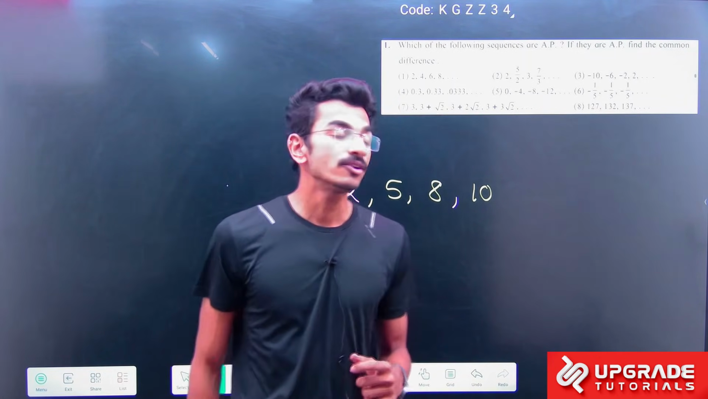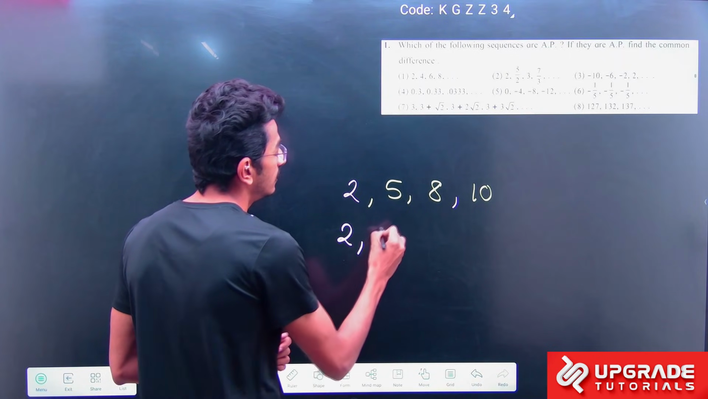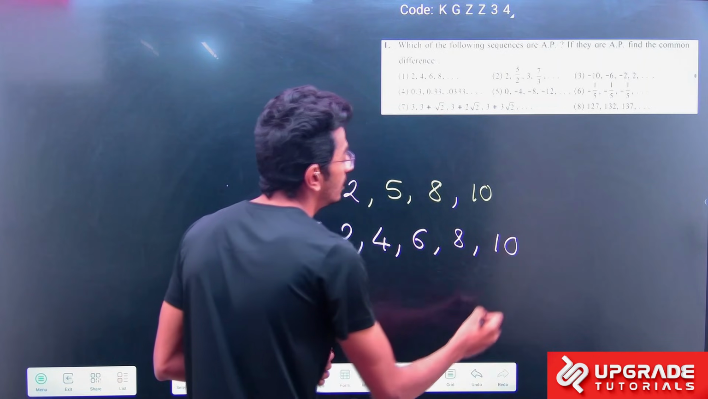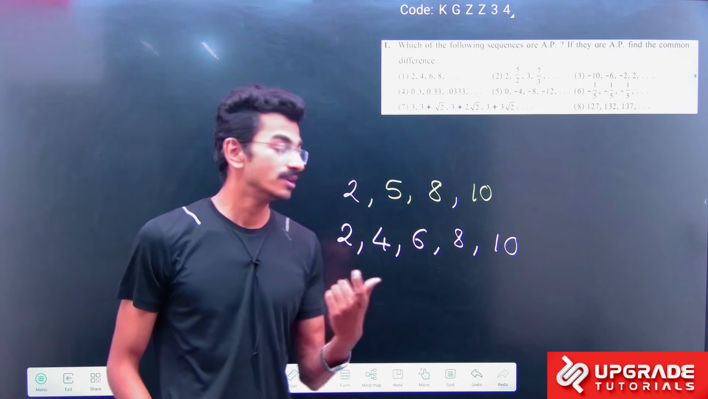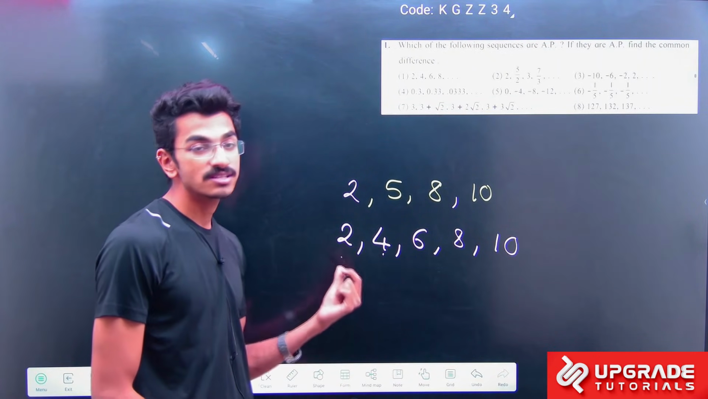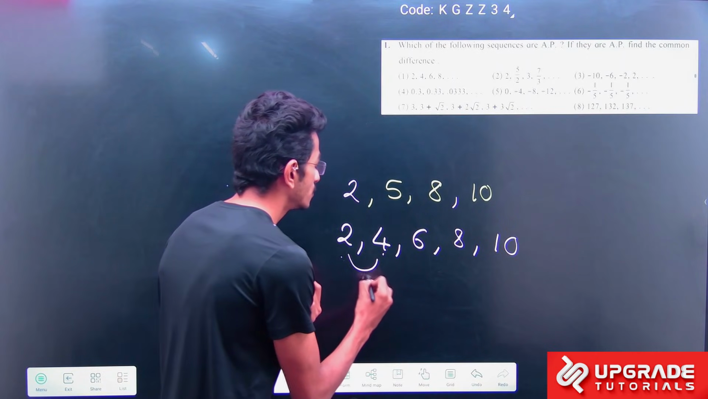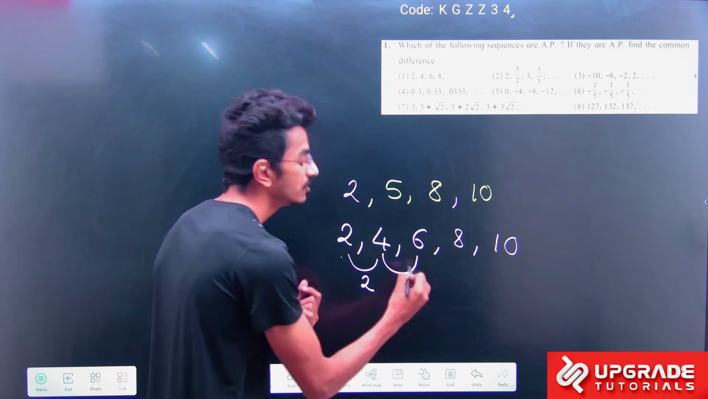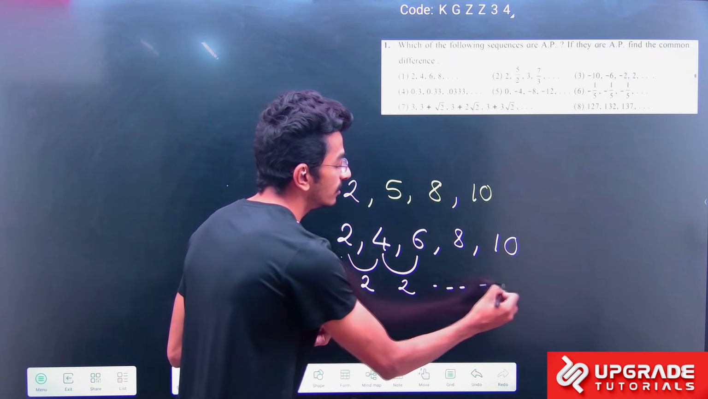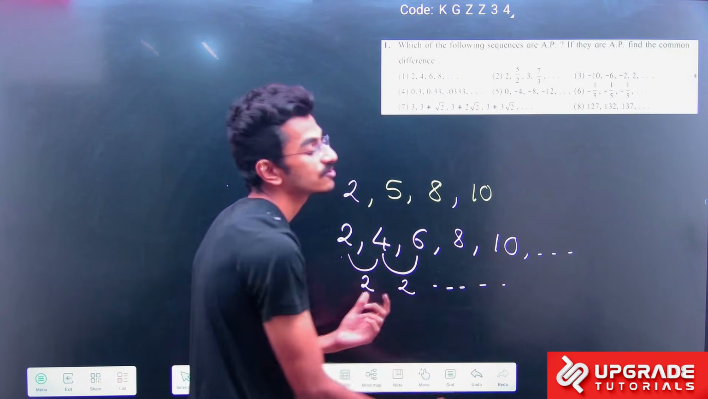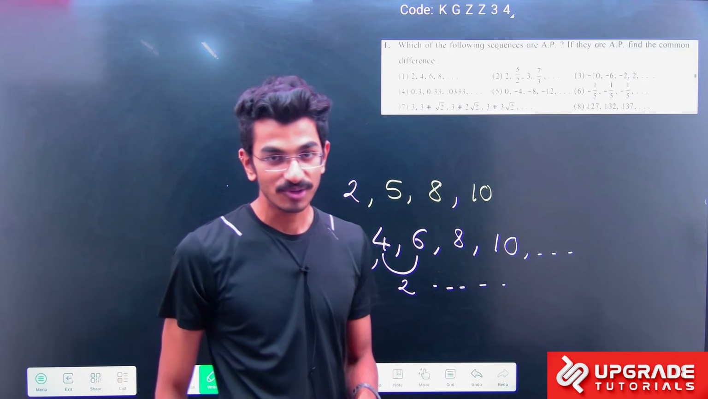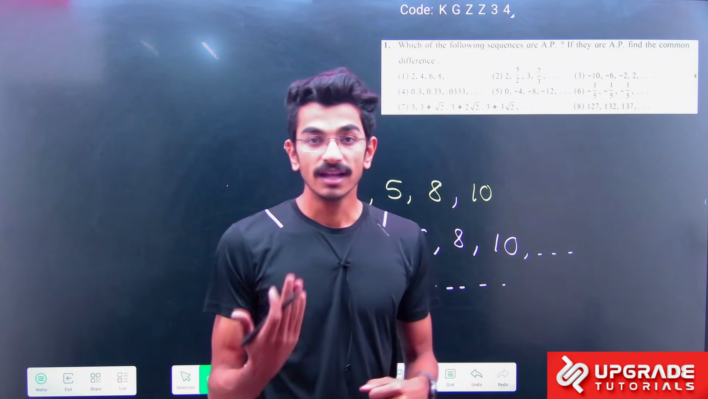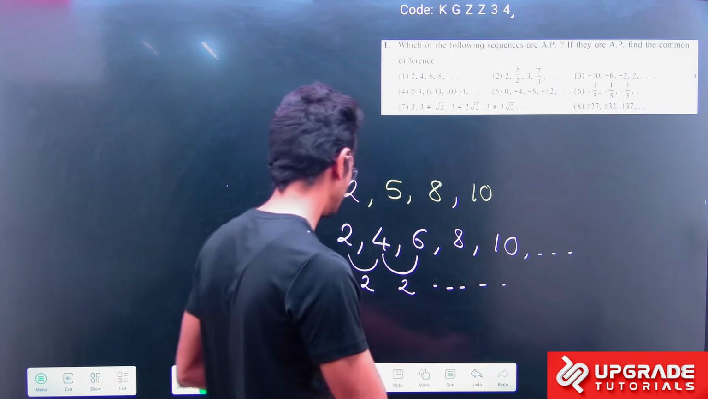So we will take the numbers 2, 4, 6, 8, 10. Now if we check the difference between two numbers, the second number and the first number, it is 2. Similarly, the third number and the second number is 2, and so on. The difference remains the same, so this series is known as arithmetic progression. Based on this, we'll solve some sums. With that, you will get a clearer idea.